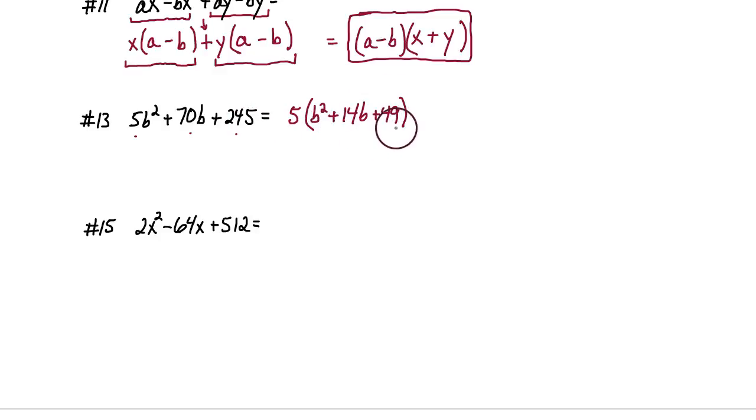Now inspect this trinomial. Does it fit a special pattern? It does. It is our perfect square trinomial pattern, where in our problem, the A is actually a B, and the B is actually the number 7. To find those two values, I'm doing square roots. The square root of B squared is B. The square root of 49 is 7. The reason I need to know those two values is because they are what go in my parentheses. The B goes here, and the 7 goes here.